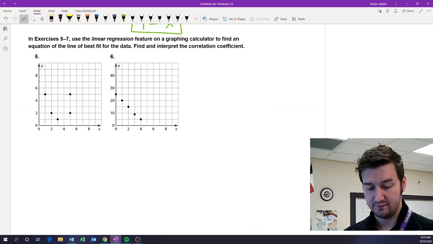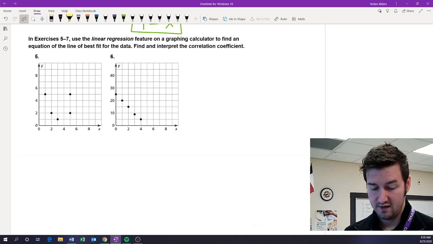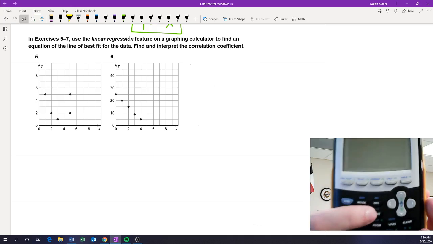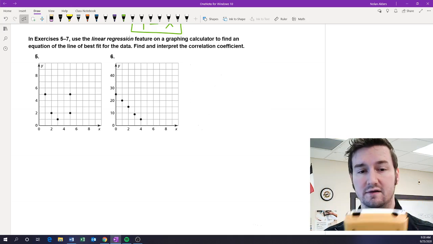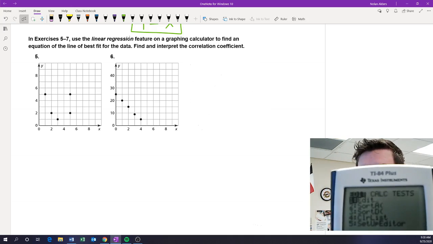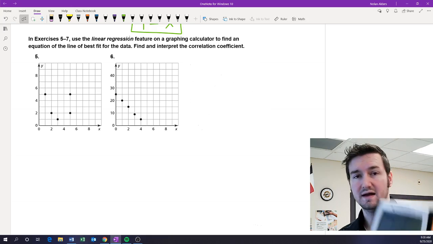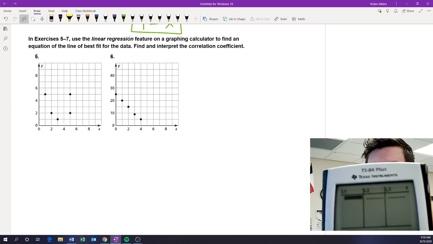So for number 5, what we're going to do on our calculator is we are going to hit stat, which is a little button right here. We're going to hit stat on our calculator, and then a little table comes up, and we are going to hit edit. Okay, and this table comes up, and we're able to enter in our data.